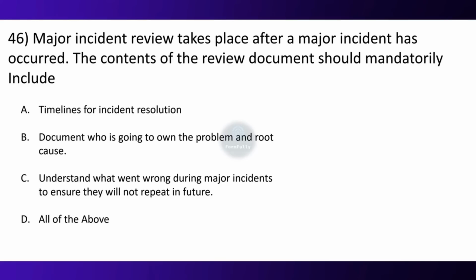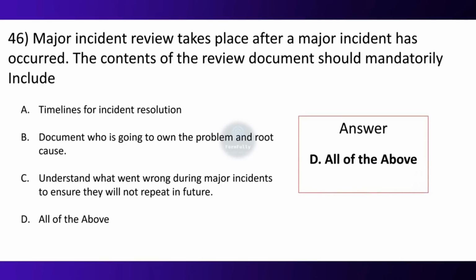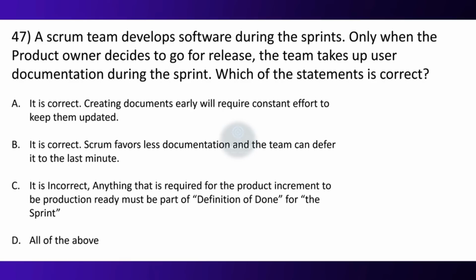Question 46. Major incident reviews take place after a major incident has occurred. The content of the review document should mandatorily include: Option A. Timelines for the incident resolution. Option B. Document who is going to own the problem and the root cause. Option C. Understand what went wrong during major incidents to ensure they will not repeat in future. Option D. All of the above. And the correct option is D. All of the above.